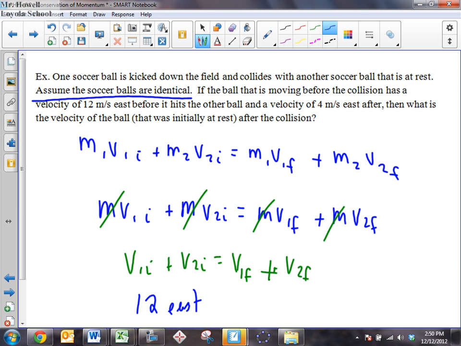The velocity here of the second object, it's initially at rest. So what do we do to that? It's initially at rest.